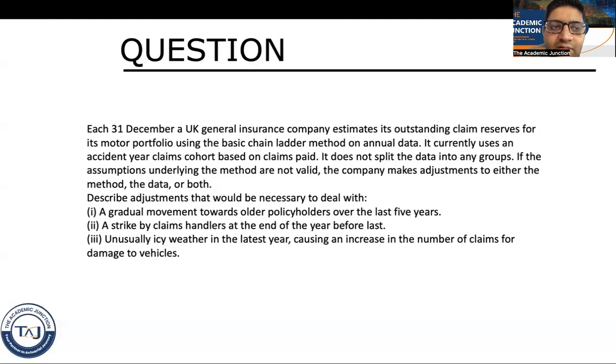This is the accident cohort, accident year. You have to be very clear, accident cohort. That's why my entire diagonal will get impacted. Which diagonal? The diagonal of the year in which the strike happened at the end of the year.